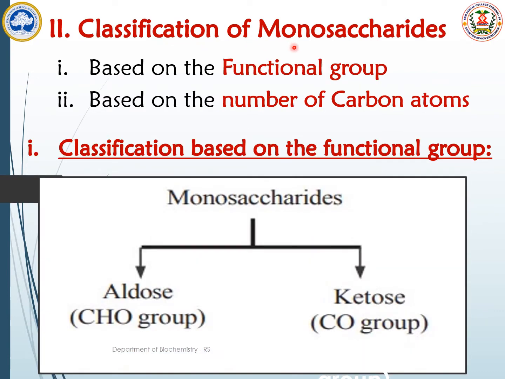The classification of monosaccharides is based on two characteristics. The first is based on the presence of a functional group. The second is based on the number of carbon atoms. Here is the classification based on the functional group, where monosaccharides are classified into two groups. The first is the aldose sugar, the next is the keto sugar. The aldose sugar has an aldehyde functional group in the structure, whereas the keto sugar has a keto functional group in the structure.